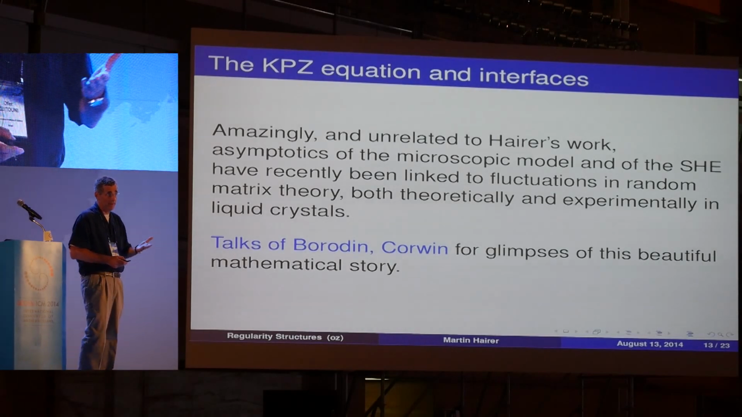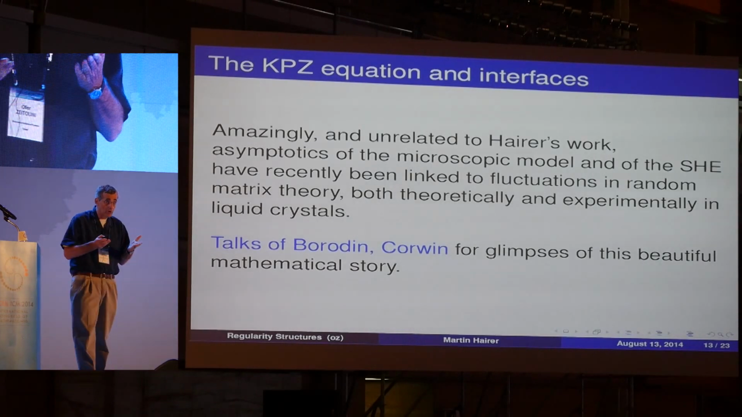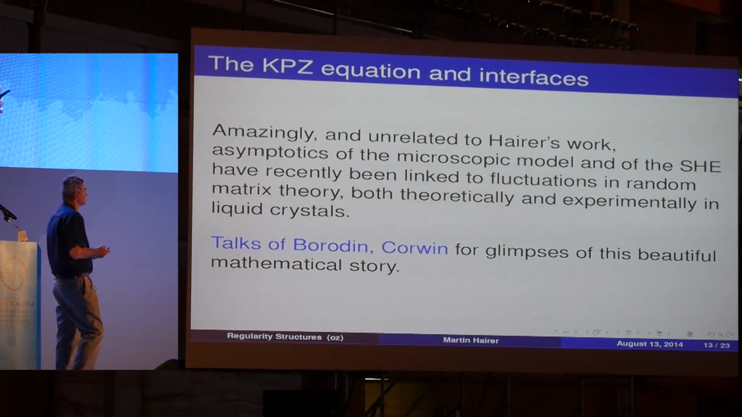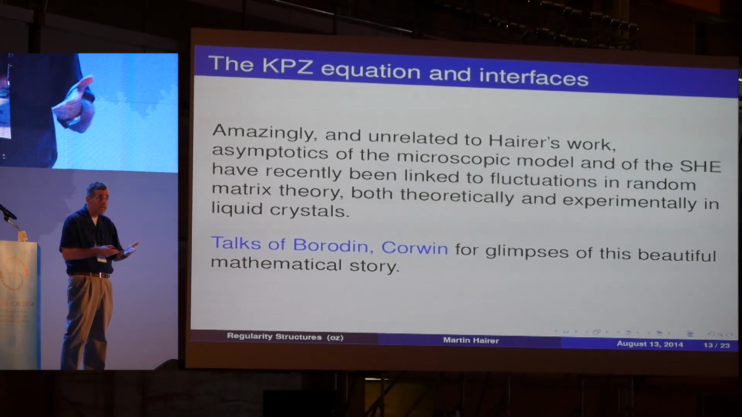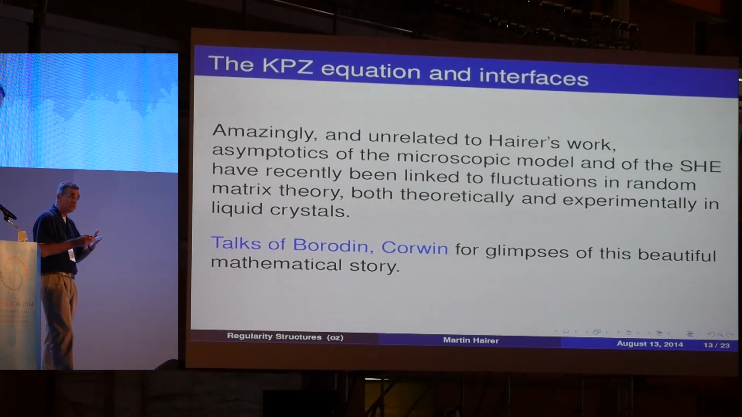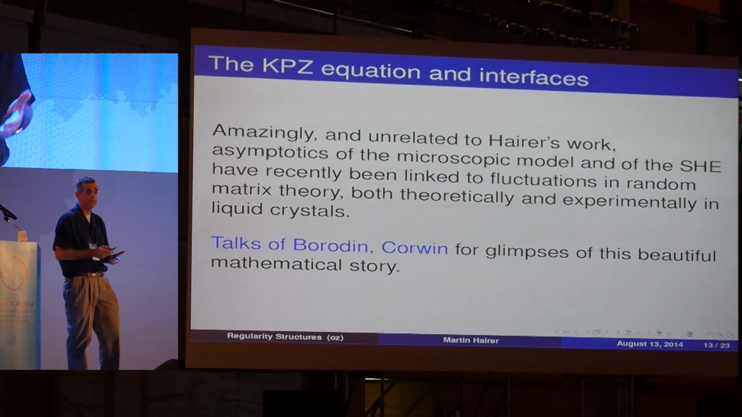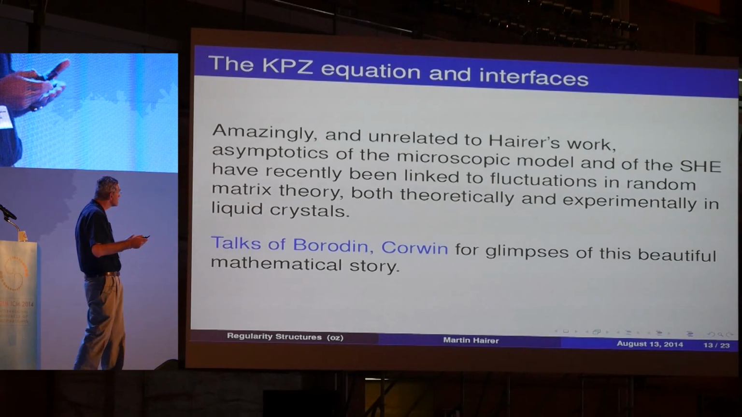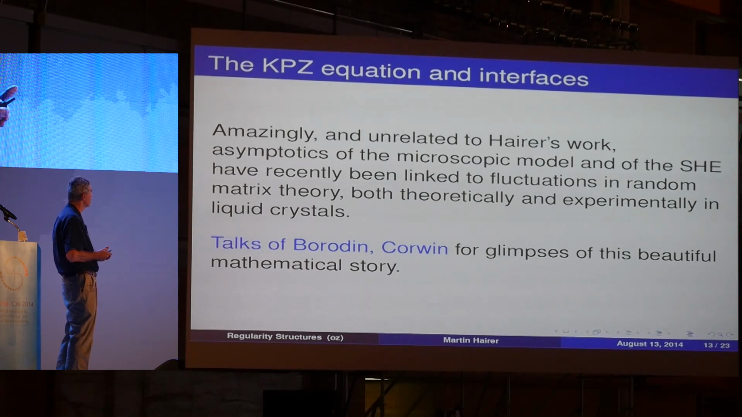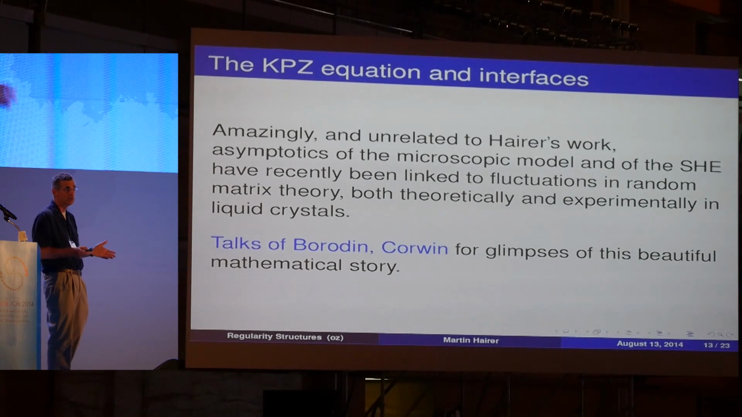But what is even more amazing, and turned out to be the case in recent years, is that under appropriate boundary conditions that I will not describe here, if you analyze the properties of the fluctuations of the stochastic heat equations, you find fluctuations that actually converge to the fluctuations that you find in random matrix theory. For reasons that are quite mysterious, now better understood, and I refer you to the talks of both Alexei Borodin and Ivan Corwin for glimpses of this beautiful view.